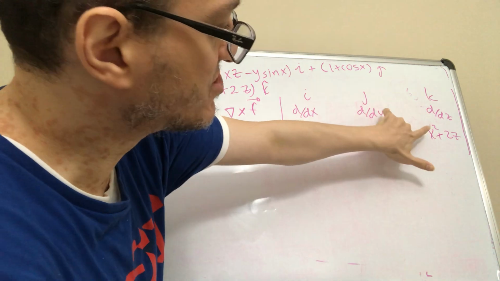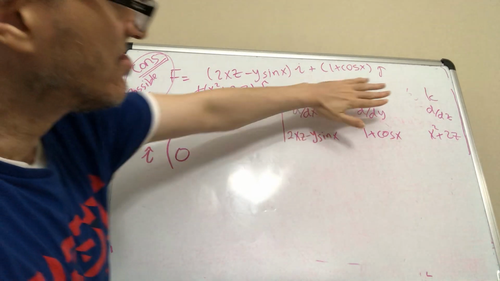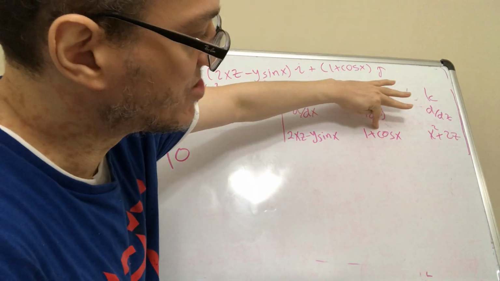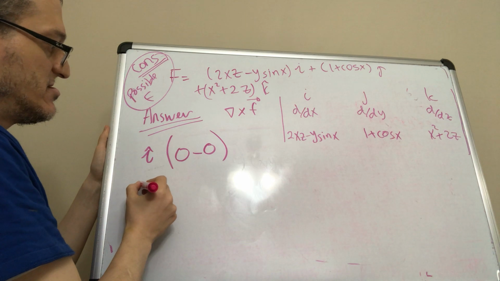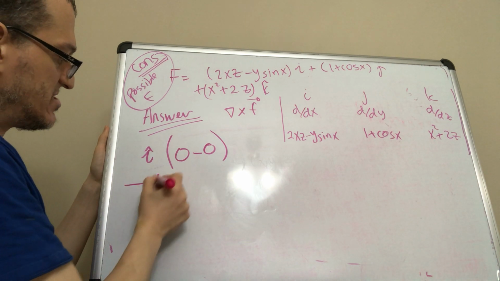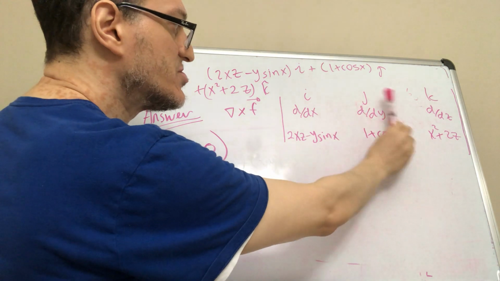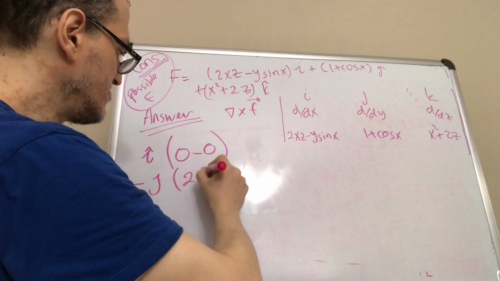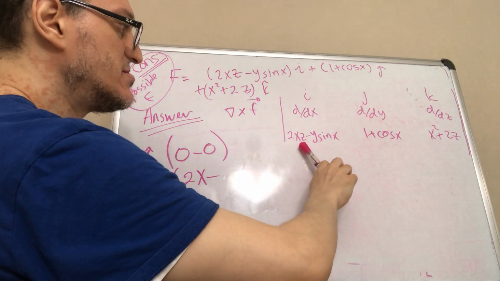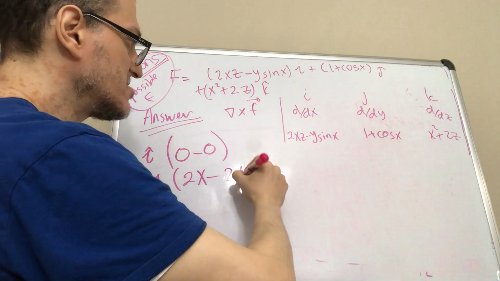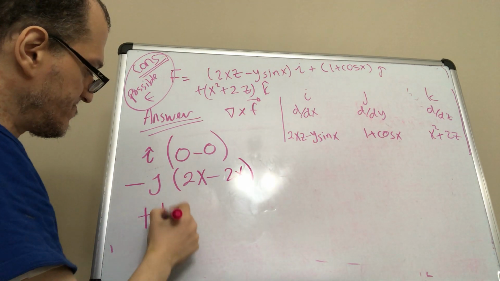Derivative of this with respect to y, there's no y, so the derivative is 0. Minus derivative of this with respect to z, also 0. So the first one is 0. Minus the j. Derivative of this with respect to x, 2x. Derivative of this with respect to z, z is constant, no z, 0.